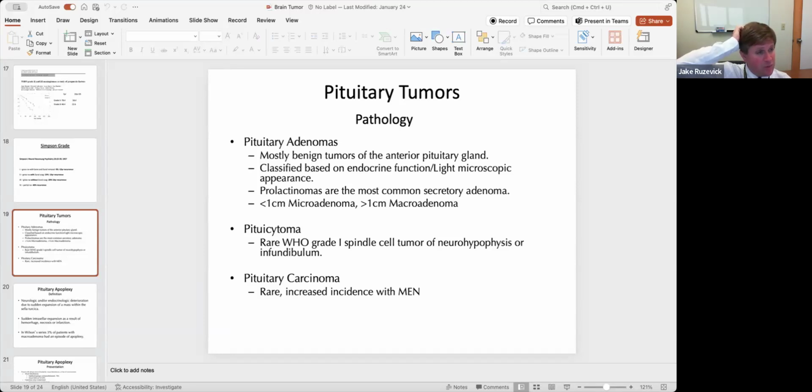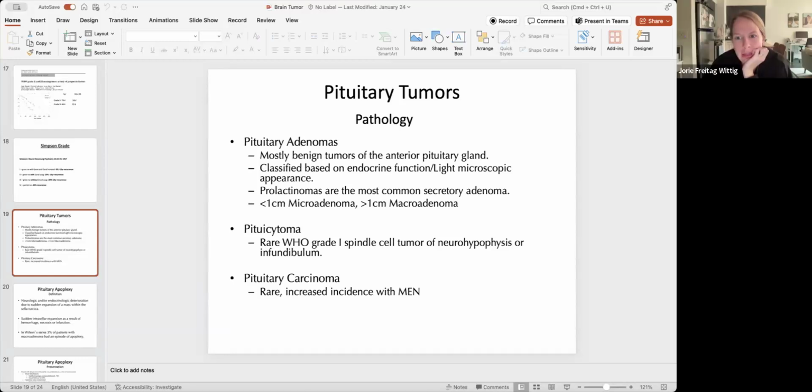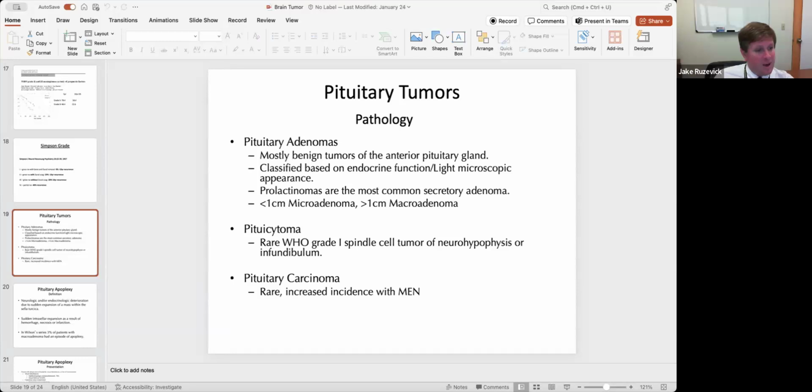So, Jory, when you have too much growth hormone, what syndrome does that cause? Acromegaly. Acromegaly, right? And then how about Matthew, when you have too much ACTH being secreted by a functional pituitary adenoma, what does that cause?